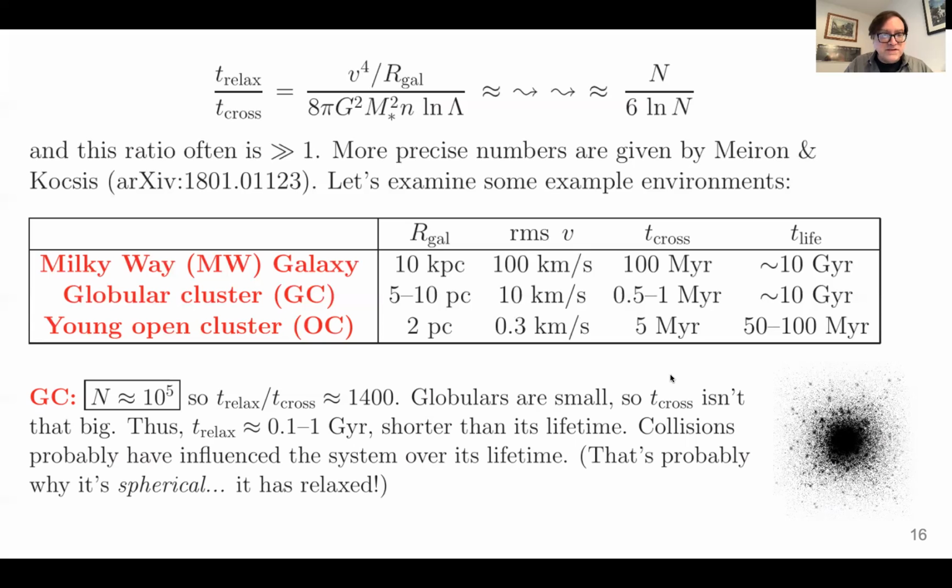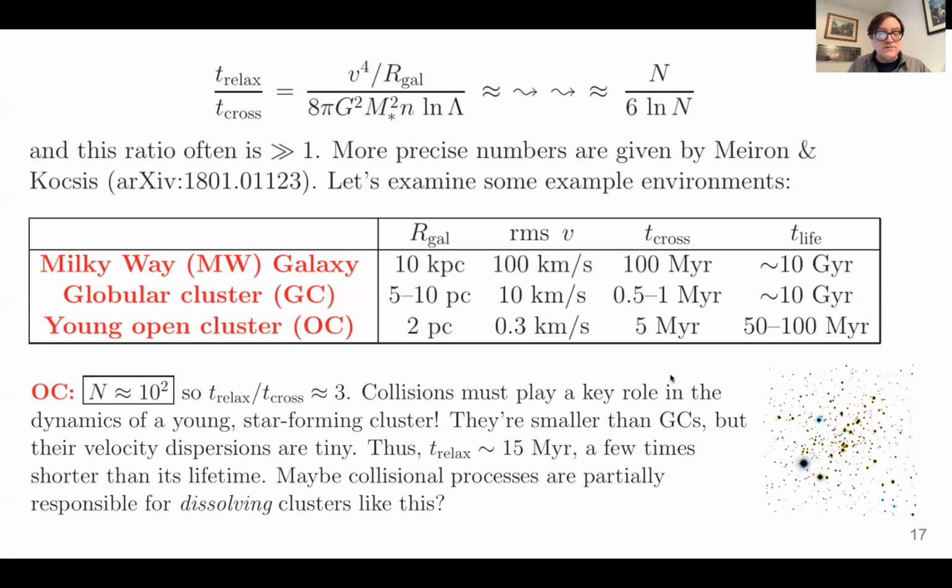Okay, last example is the open cluster, a small star-forming region within our galaxy, only about 100 stars in there. So this ratio at the top is only about 3.